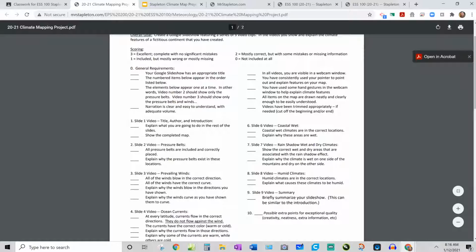And then slide 2, pressure belts. All the pressure belts are included and correctly placed, and then you explain why the pressure belts exist in these locations. If you've done both of those things, I'll leave it alone. That means you got 3s on them.